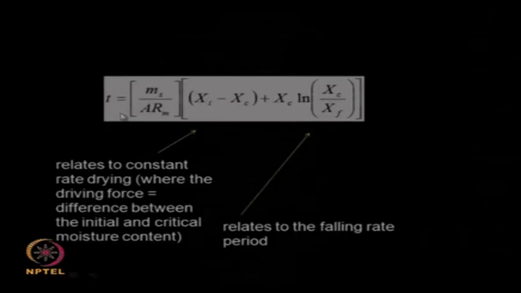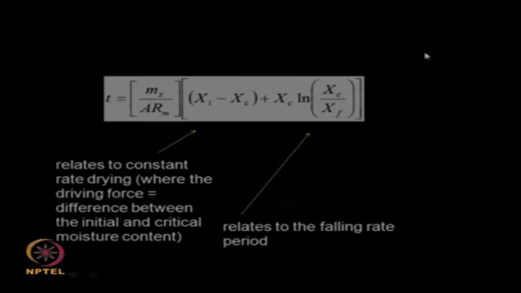Now the overall time required for drying a material, starting from some initial moisture content to some final moisture content, is given by an equation that looks like this. There are two terms in this equation, one related to the constant rate period and the other to the falling rate period. This term corresponds to the rate of drying where the driving force is the difference between the initial and the critical moisture content, whereas this one relates to the falling rate period. This is how the time required to dry a material can be calculated.